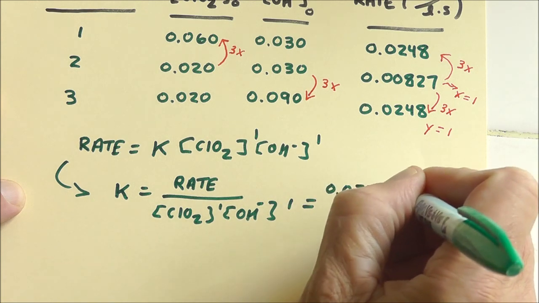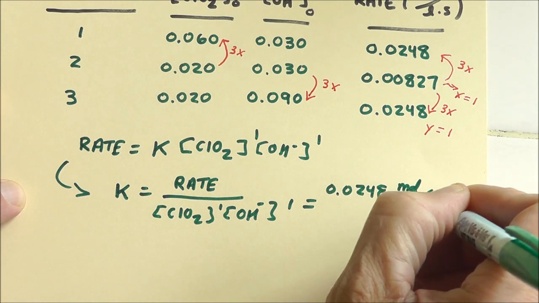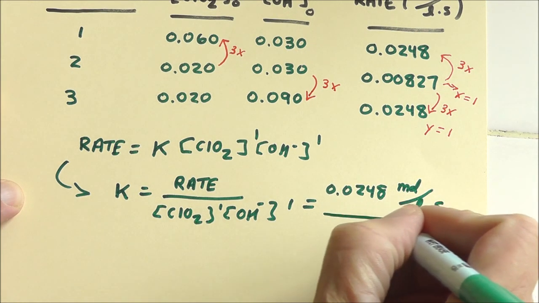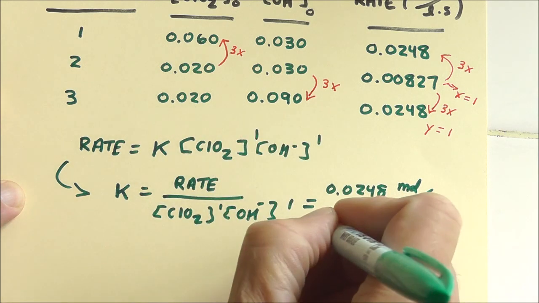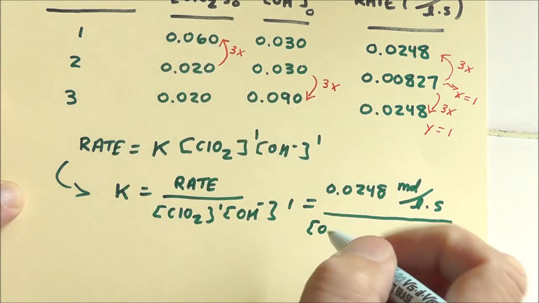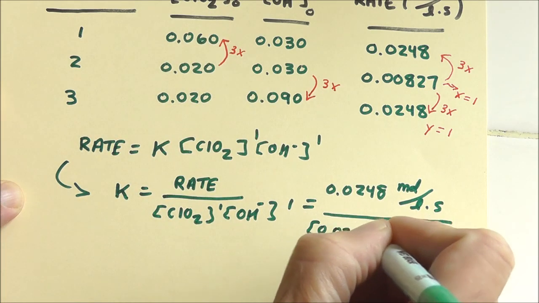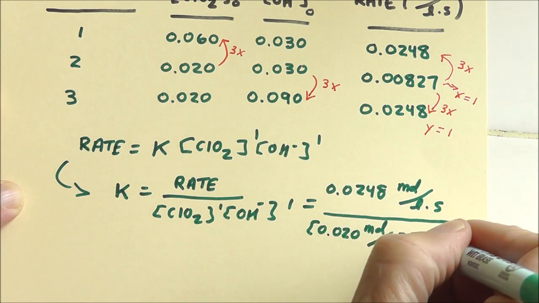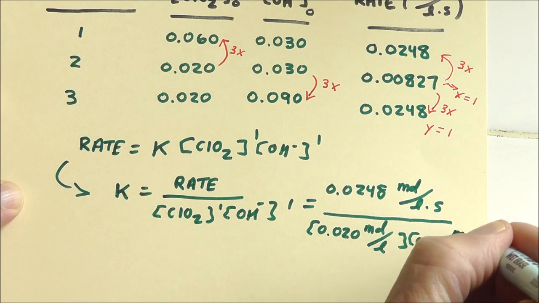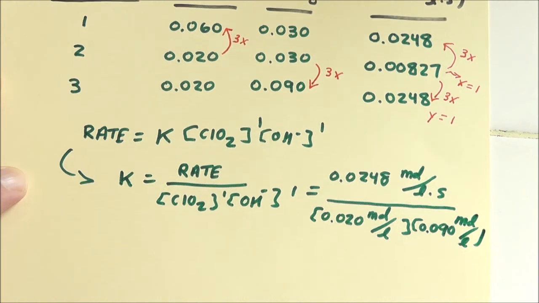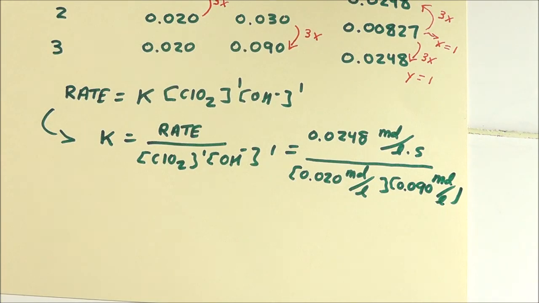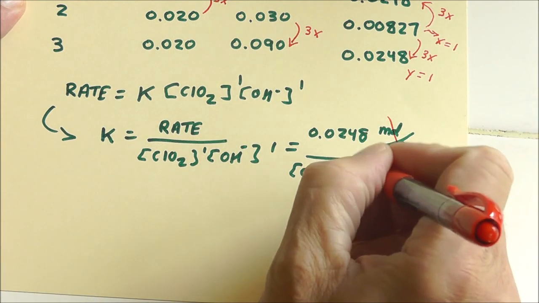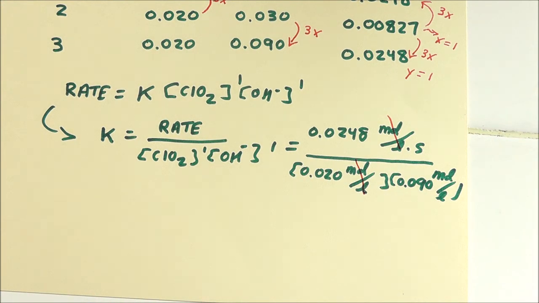0.0248. I'm going to put my units in here and be a good example, moles per liter per second. And then I'm going to divide by the concentration of, now remember these brackets mean moles per liter, 0.020 moles per liter to the first power, and then divided by 0.090 moles per liter. And then we're going to get a number. Oh, and what are the units going to be? Well, this moles per liter is canceled out by that moles per liter. It's going to be liters per mole per second. And that tells you something that I will get to here. But let me crank out a number.